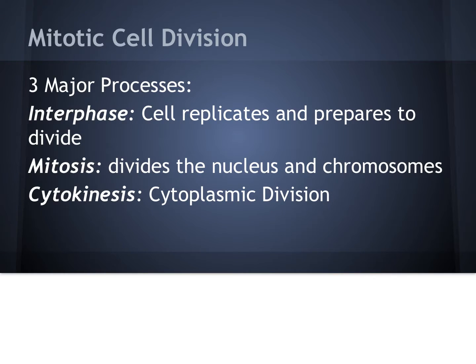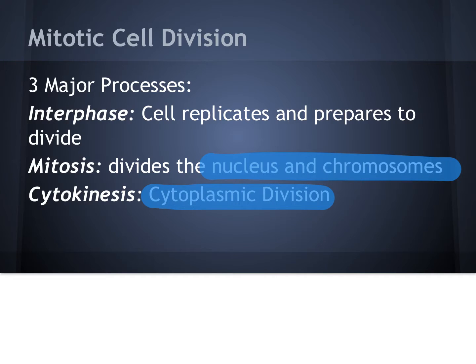Okay, so the three major parts of mitotic cell division that you need to care about. Interphase, which is where we have the cell preparing to divide, and we duplicate our DNA and organelles. Mitosis, which is just worried about dividing the nucleus and the chromosomes. Okay, so we need to get all that DNA out. And then cytokinesis is the cytoplasm division, or dealing with making sure our mitochondria and everybody gets into both cells.